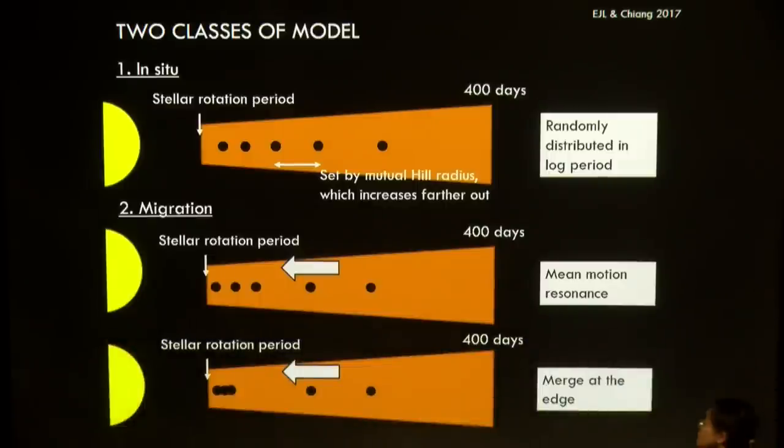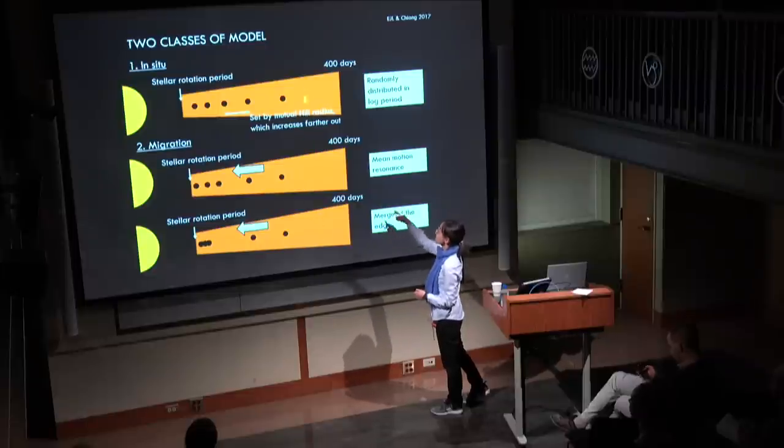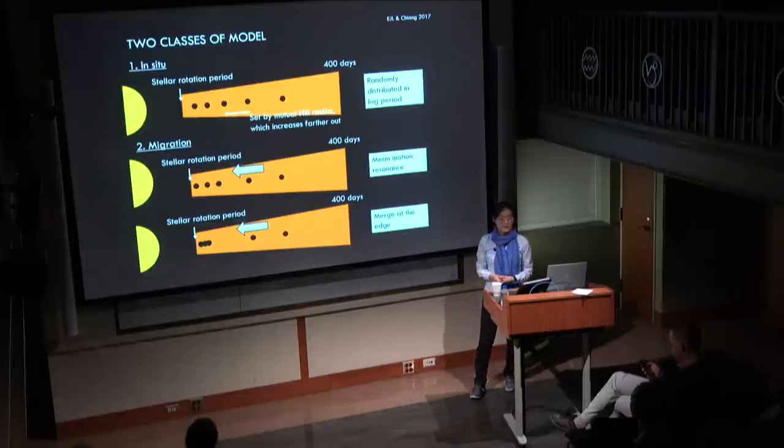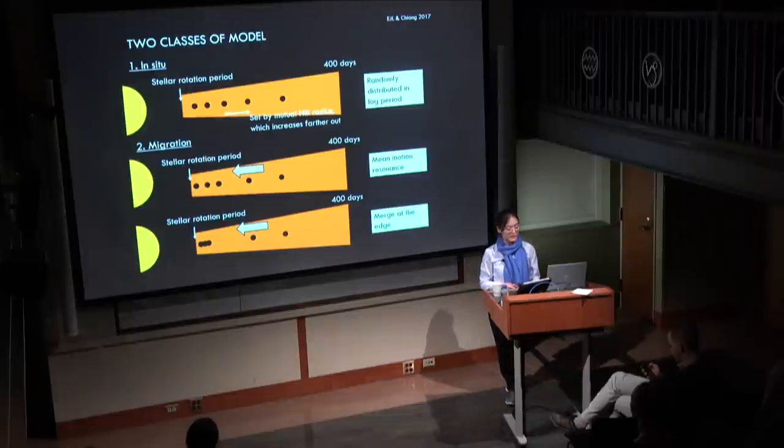So in that case, once you have all these planets that just kind of collect at the edge, they're likely going to undergo an orbital instability and therefore mergers. So three different flavors of outcome with two broad classes of model. Let's see which one does the best at fitting with the data.